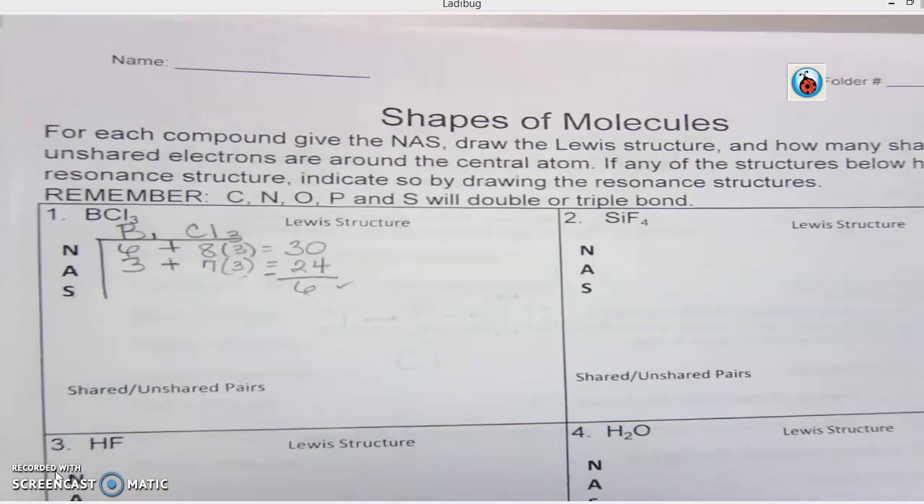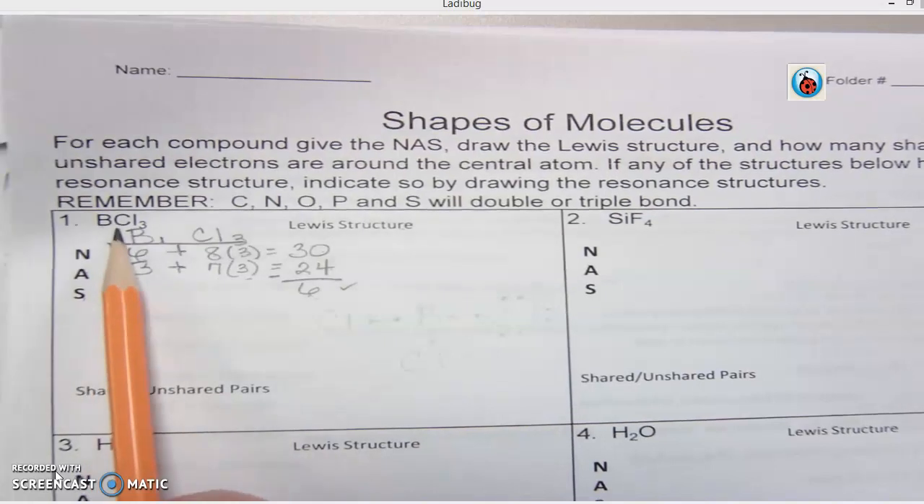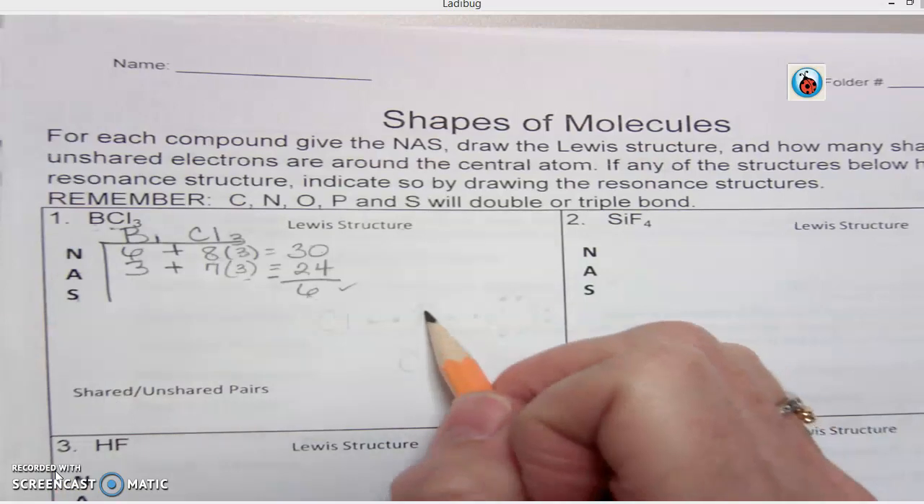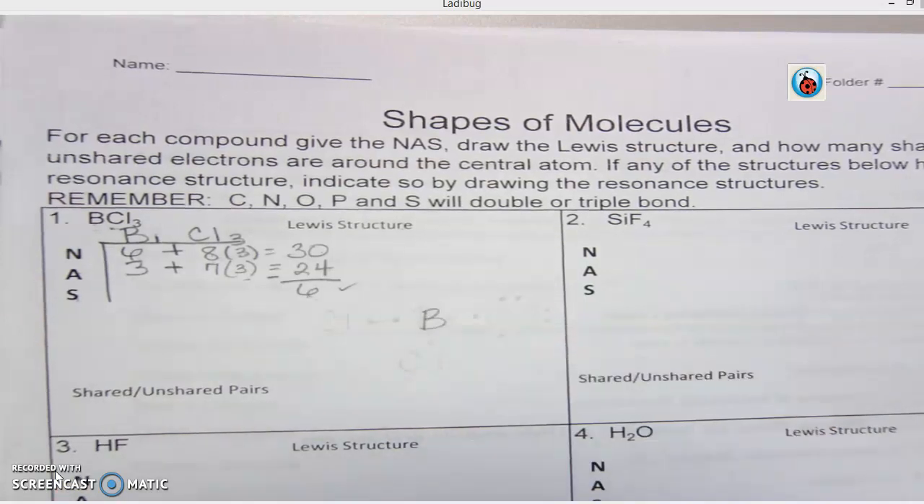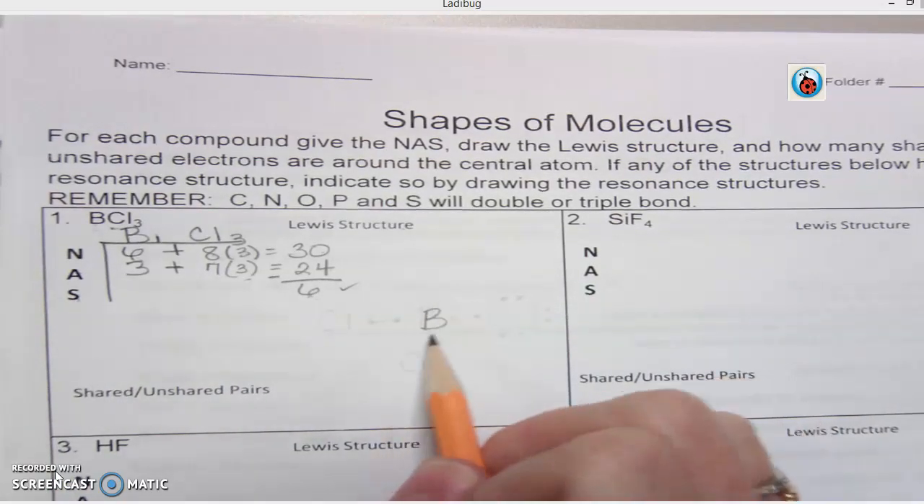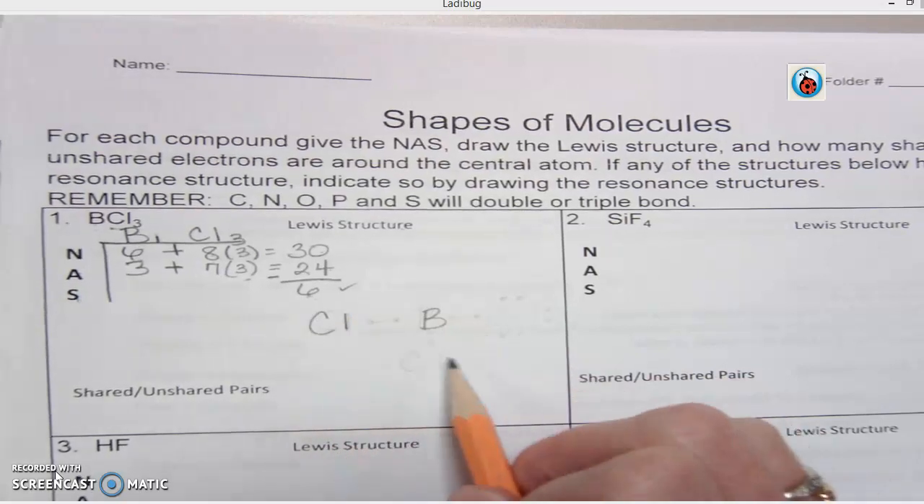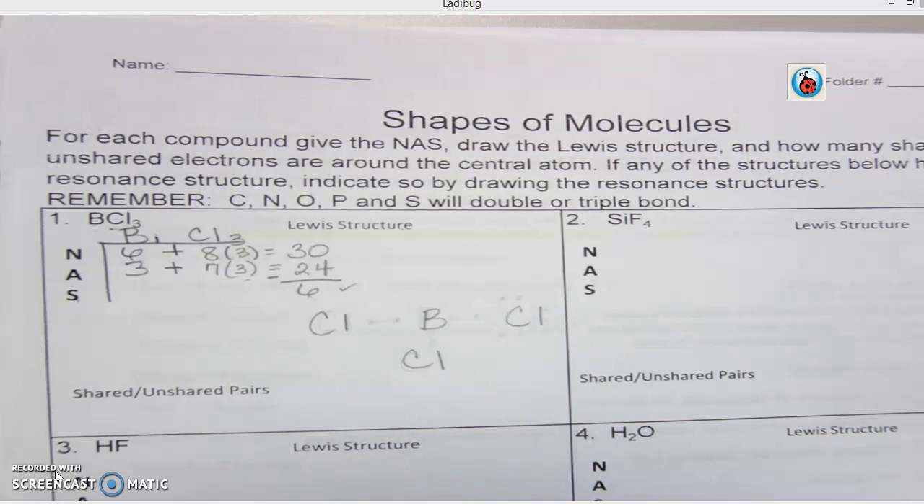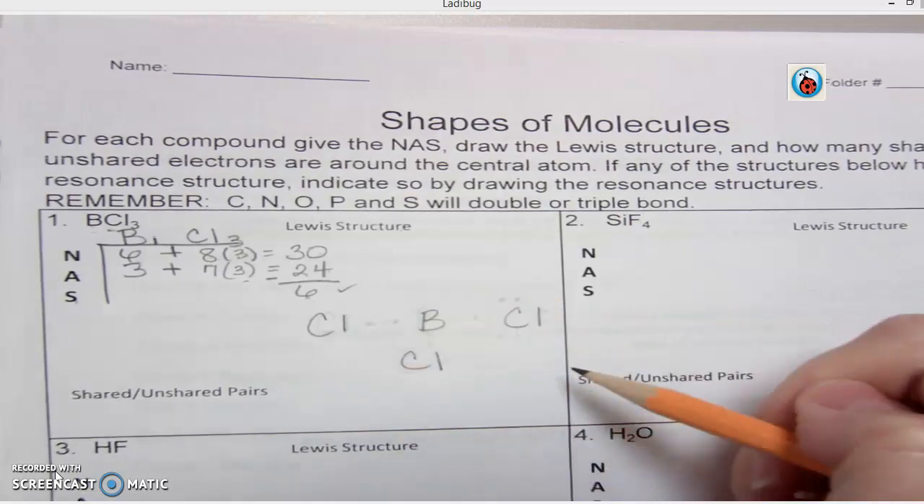Okay, so here we've got 1 boron, 3 chlorine. So I'm going to choose boron to be my center, and he is the least electronegative out of these two. And I'm going to attach 3 chlorine around them. Okay, so I'm just going to put these around my boron.